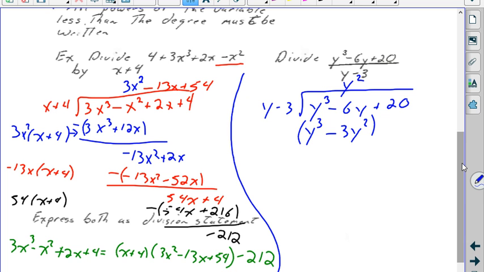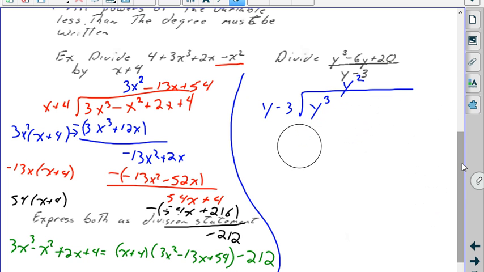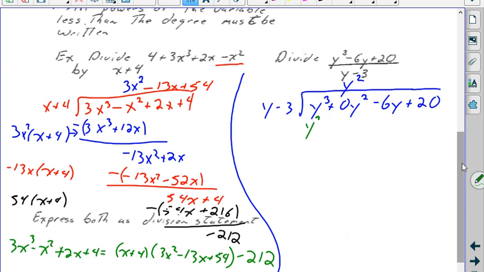When we do long division, we always had a placeholder for, in this case, the hundredths digit. You need to put a placeholder in here to have the y squared term. So we'll put in a placeholder: 0y squared minus 6y plus 20. Now we can go ahead. Y squared times y minus 3. We have y cubed minus 3y squared.